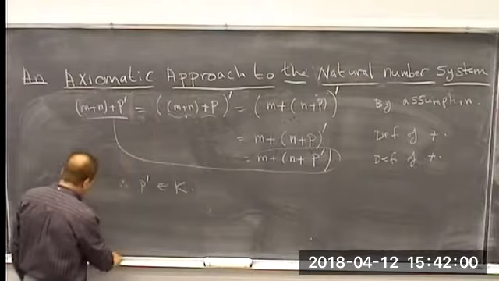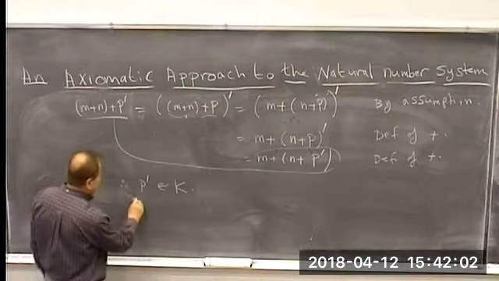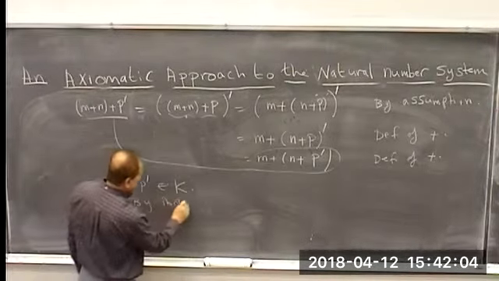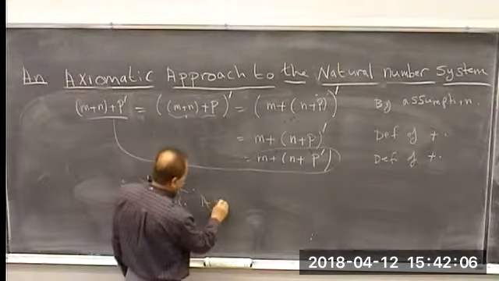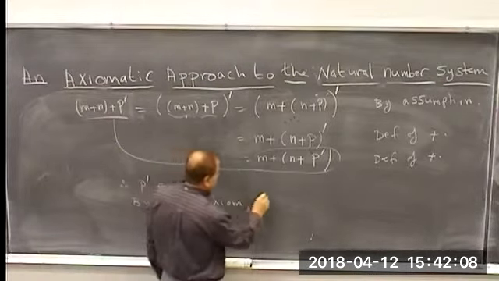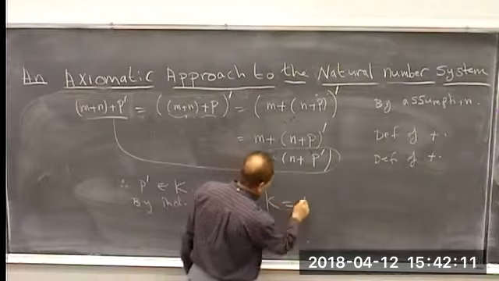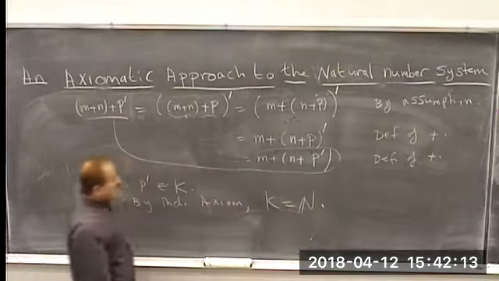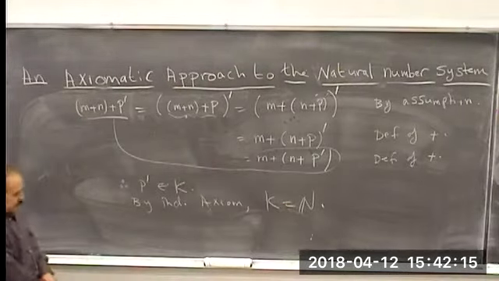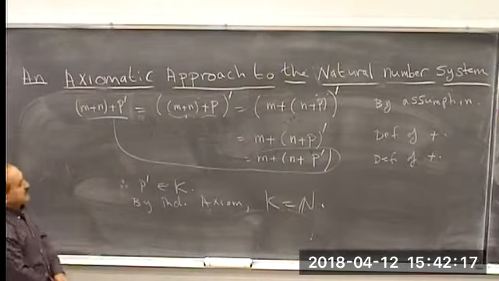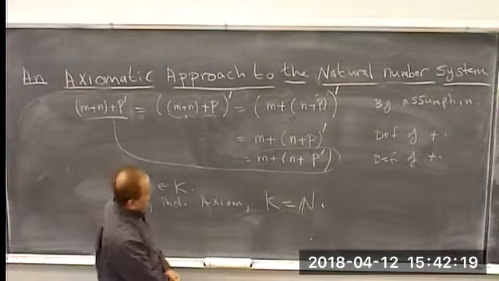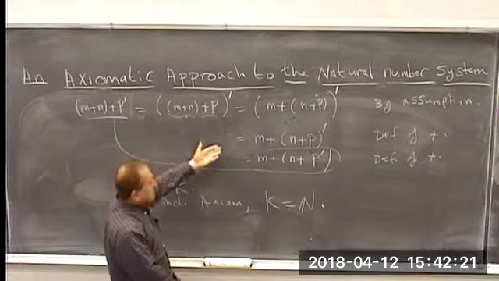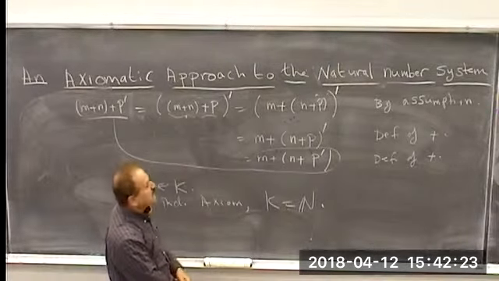So by induction axiom, k is equal to n. Now what's k? K says that any natural numbers, when we add the b to it, it satisfies the associative.